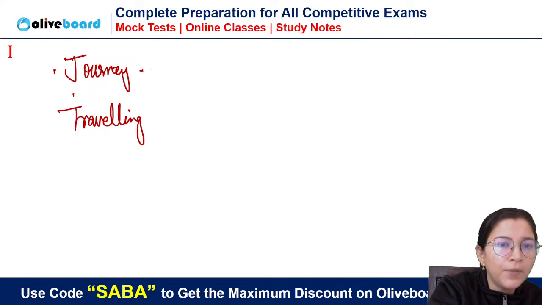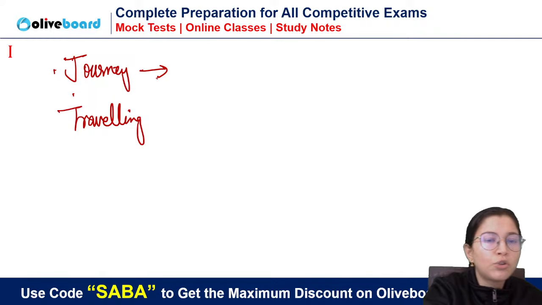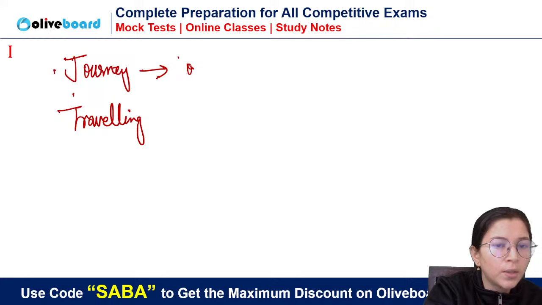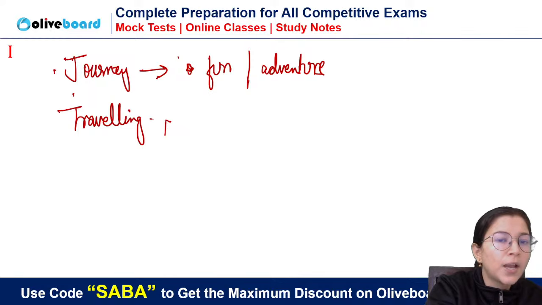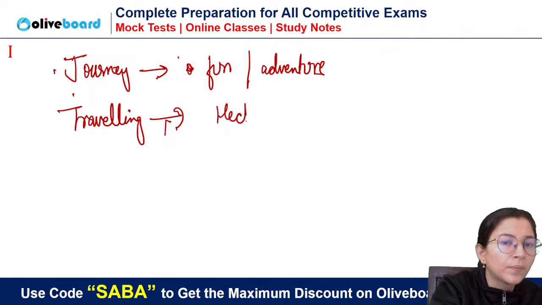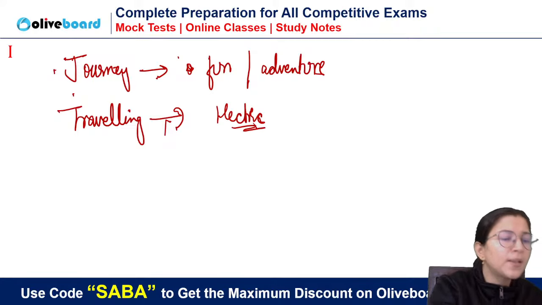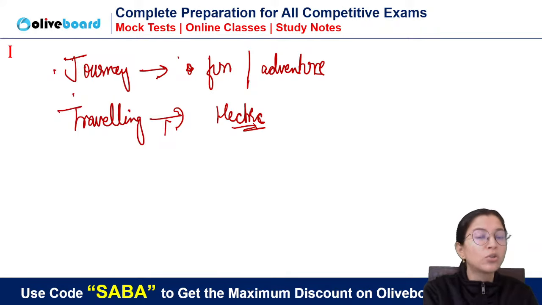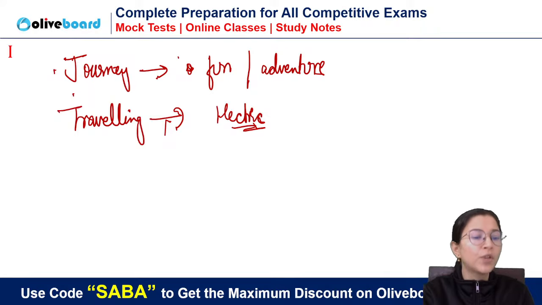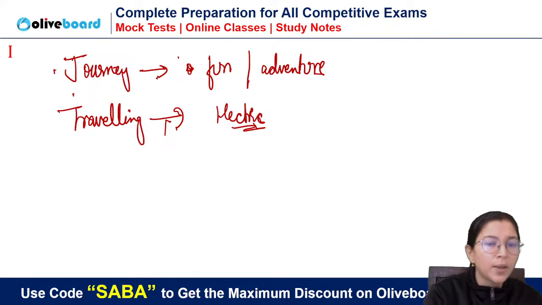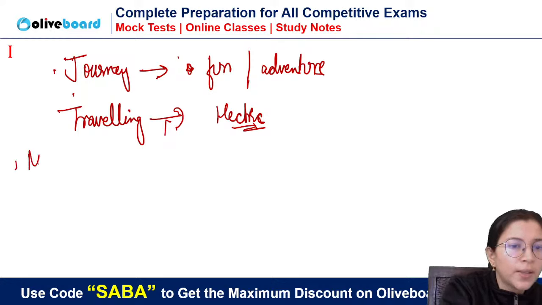See, journey we use when we travel from one place to another, for fun, for adventure. Traveling is something that is hectic. For example, if we are going somewhere for a job, that is called traveling, that is not called journey. So traveling is hectic whereas journey is for fun, journey is for adventure. Okay.